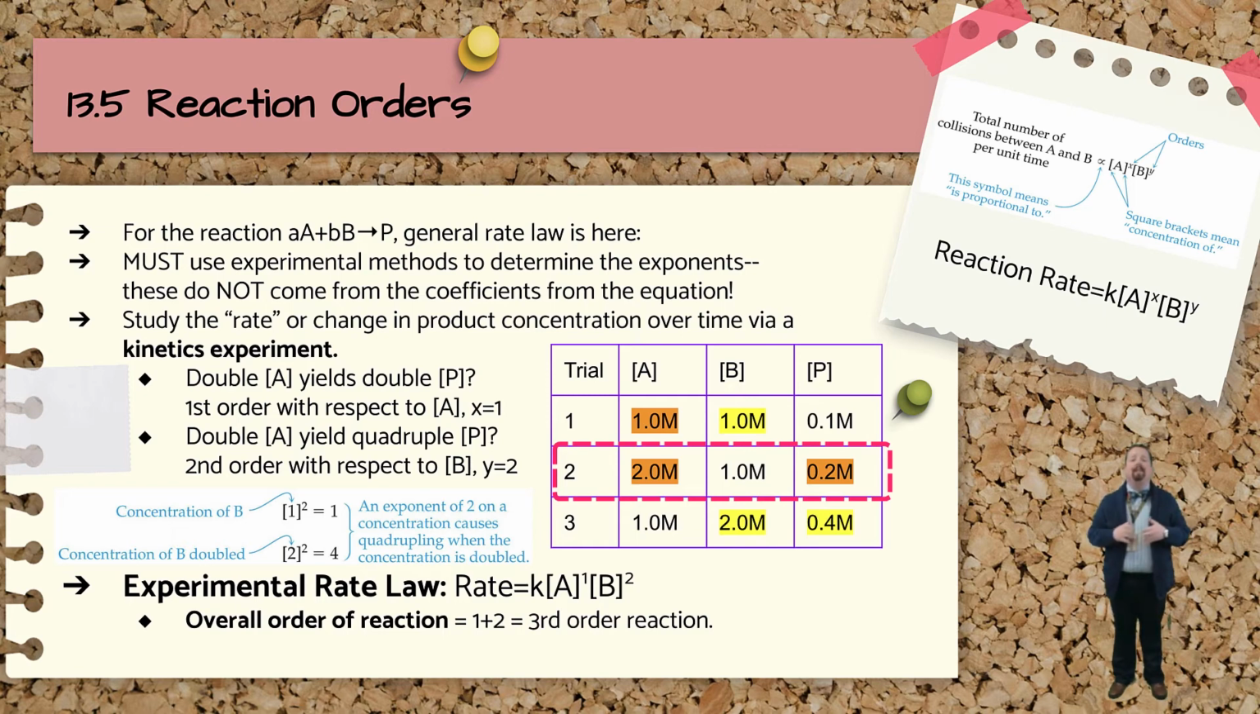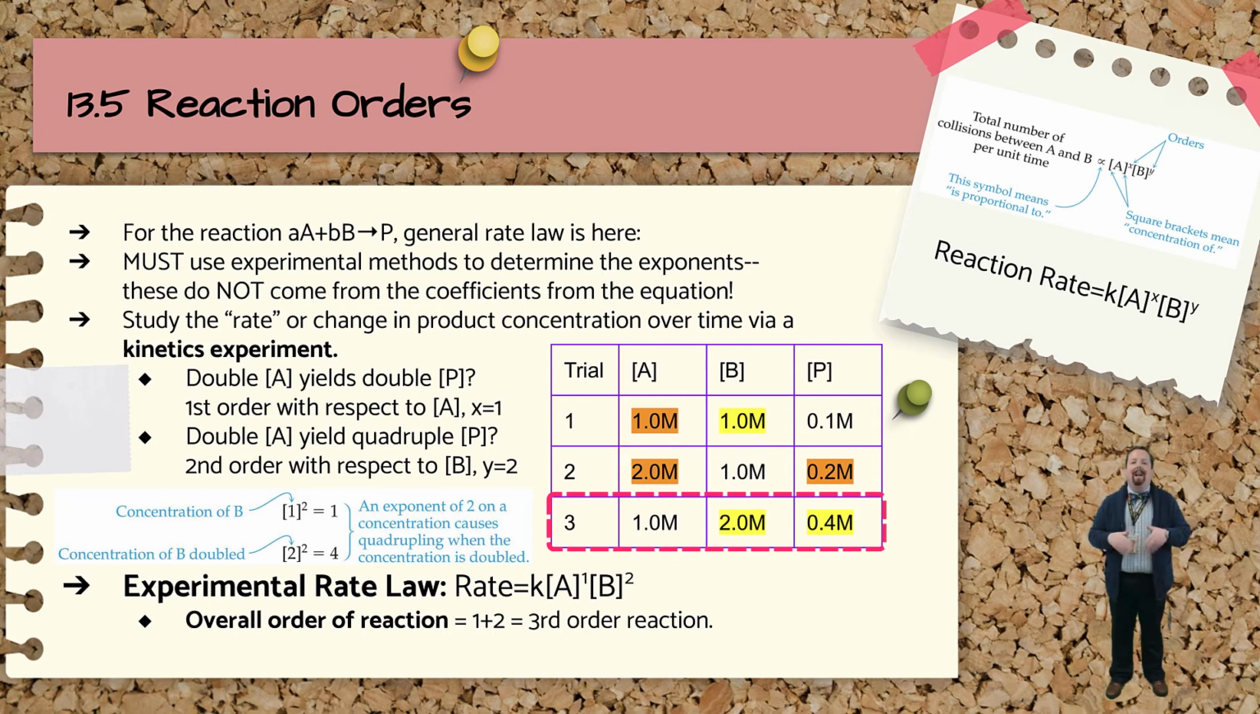When the reactant in question is doubled, and that produces double the product, we call that a first-order reaction with respect to that reactant. Being first order, that exponent x in my rate law is going to become 1. Now I do the experiment again, but this time I use 1 mole of A and 2 moles of B, keeping A the same as in trial 1, but doubling B. I notice that my P concentration goes from 0.1 to 0.4 molar. That's quadruple the product. When I double the concentration of one reactant, and that quadruples the product's concentration, that's known as a second-order reaction. Therefore, the y exponent in my rate law will become 2.